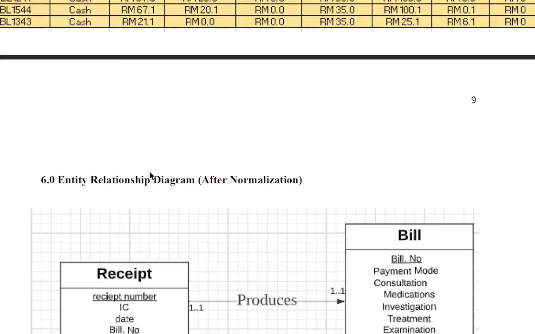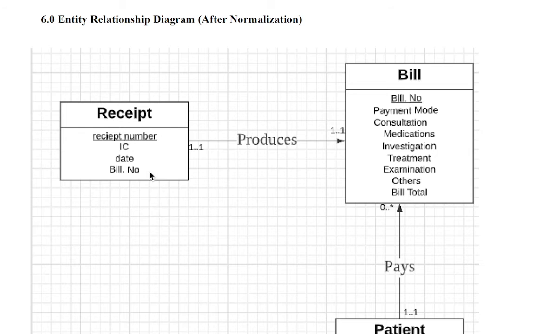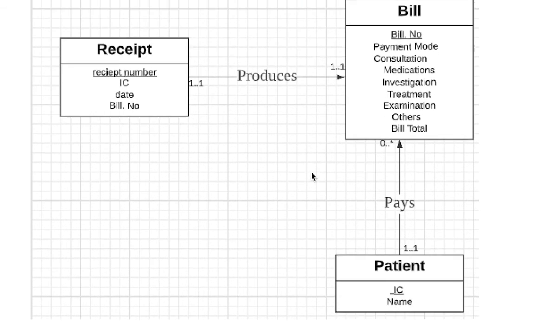And we're going to make an ERD with the normalization. So we have the same 3 entities, and then we have a strictly one-to-one relationship between receipt and bill number. And then we see that a patient may or may not pay for many bills, because a patient can choose not to pay a bill, as I said in the introduction, and a bill belongs to only one patient.